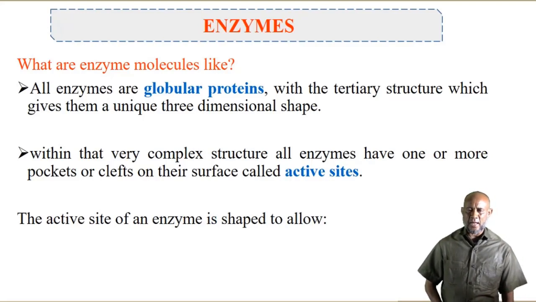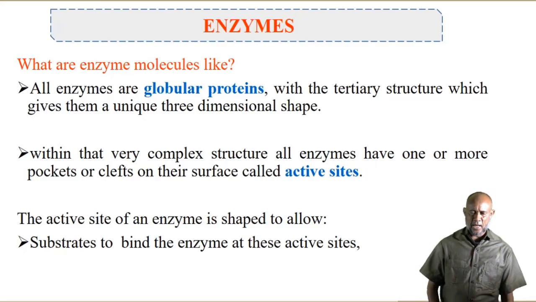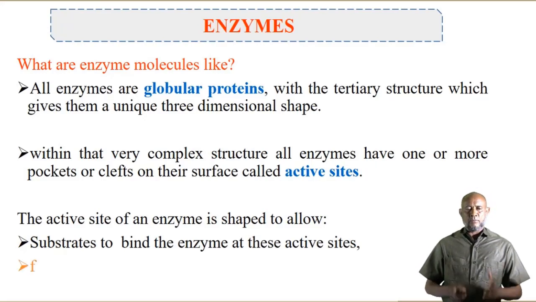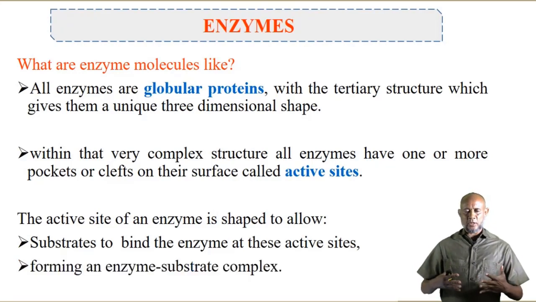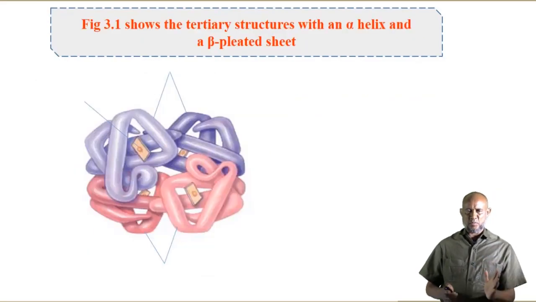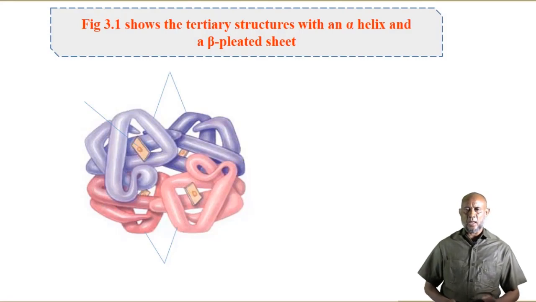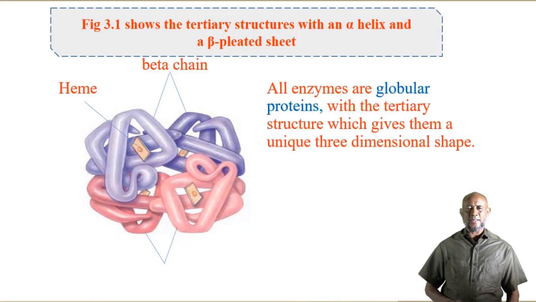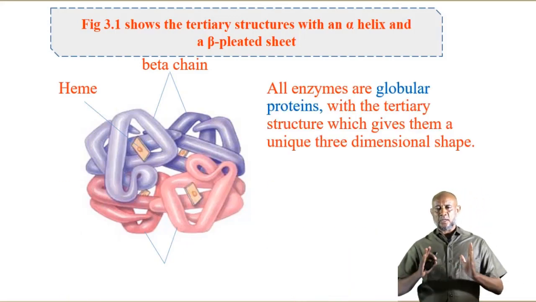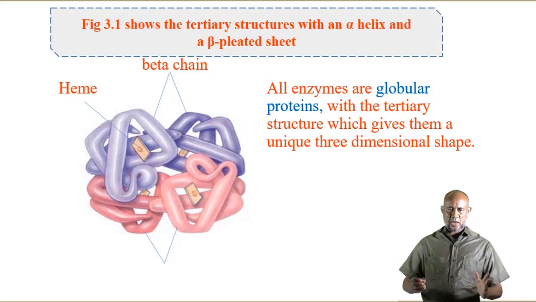The active site of an enzyme is shaped to allow substrates to bind to enzymes at these active sites, forming an enzyme substrate complex. Let's look at a simple representation of the tertiary structure with an alpha helix and a beta pleated sheet. That is the beta chain, and that is the heme. All enzymes are, as we said, globular proteins with a tertiary structure which gives them a unique three-dimensional shape.